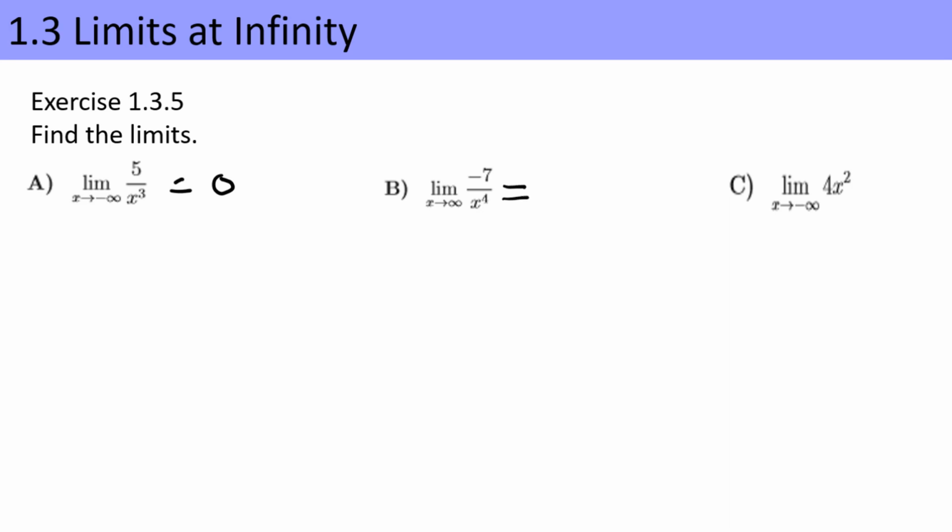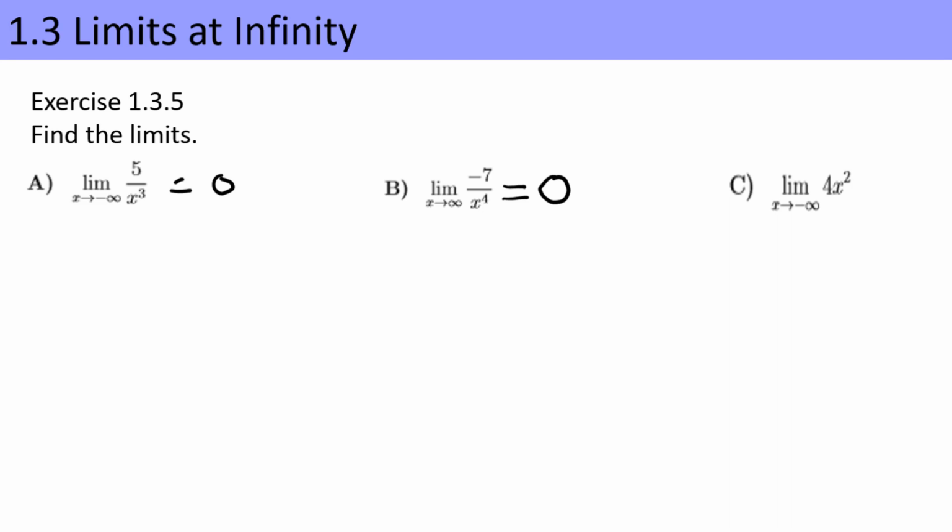The limit as x approaches positive infinity of negative 7 divided by x to the power of 4. Again, the denominator gets increasingly large, and as the denominator gets increasingly large, the fraction gets closer and closer to 0. Part C, the limit as x approaches negative infinity of 4 times x squared.